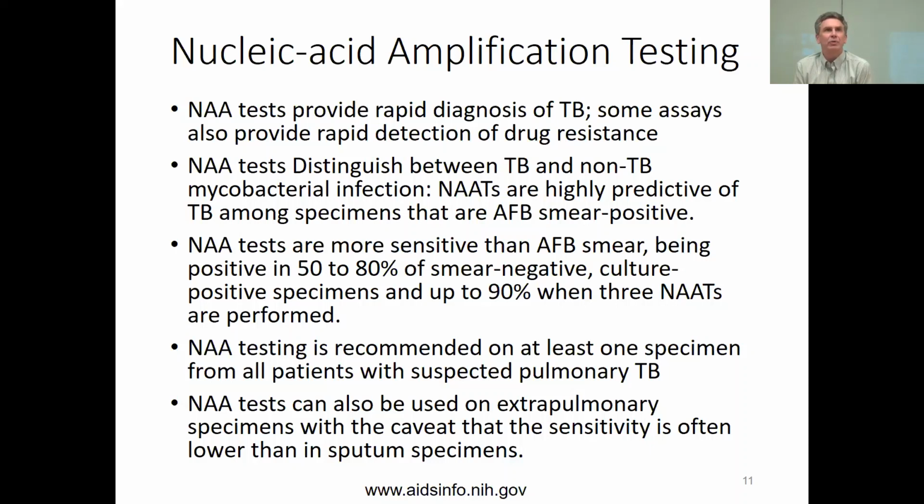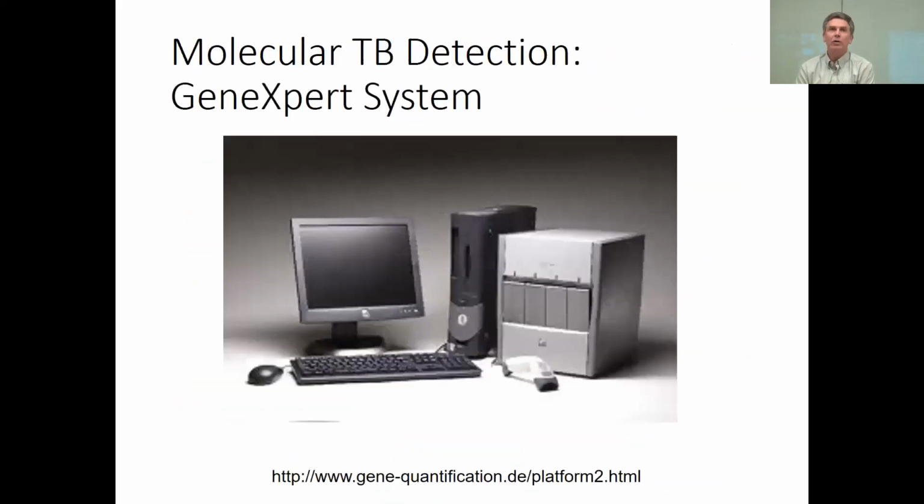And of course, there are a number of non-TB mycobacterial infections that our patients with HIV can contract. It's important to be able to determine which one is at play here, and these tests can typically tell you immediately. So, nucleic acid amplification testing is recommended on at least one specimen from all patients with suspected pulmonary TB. They can also be used on extrapulmonary specimens, but their sensitivity is often lower.